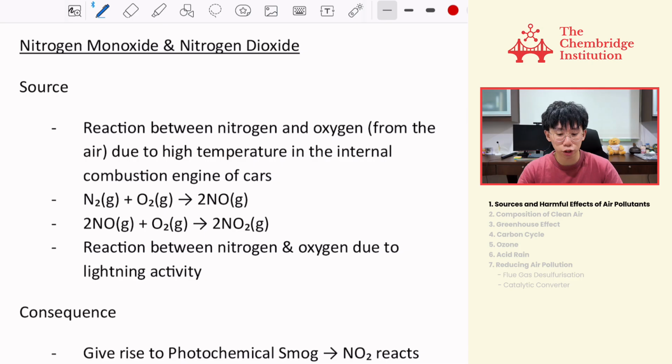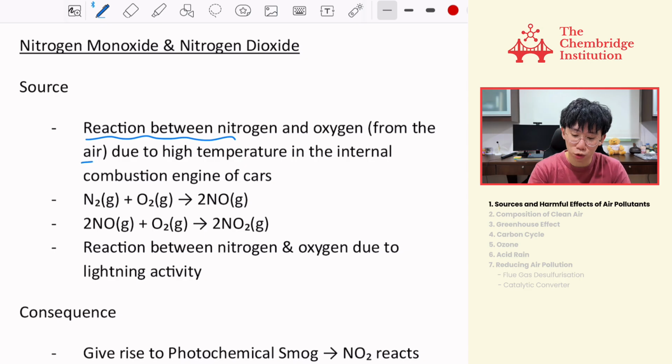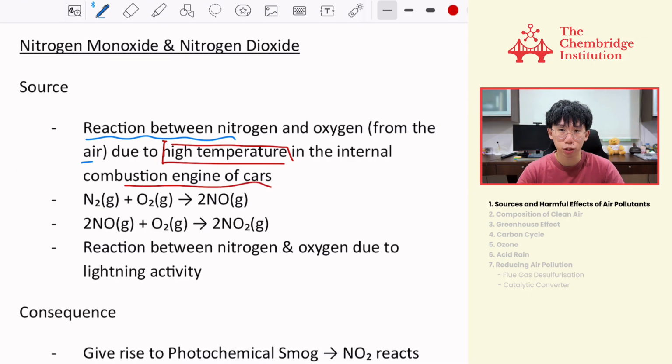These are your oxides of nitrogen. The source is that these actually come from the reaction between nitrogen and oxygen from the air due to, keyword, high temperature in the internal combustion engines of your cars. Whenever you have a very, very high temperature, you're able to break the very strong N triple bond N in your nitrogen gas.